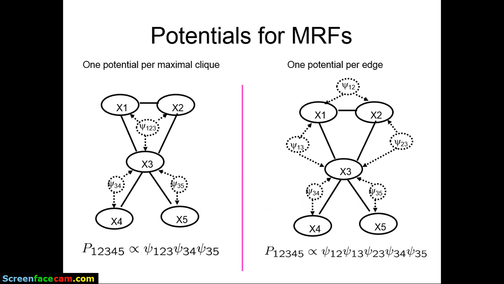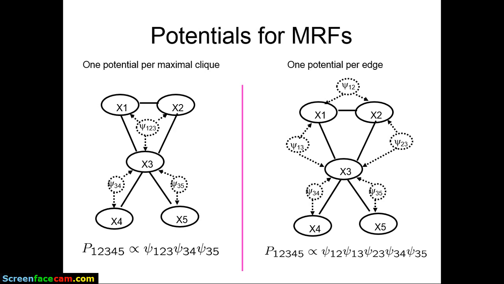Potential for Markov random fields. One potential per maximal clique. As I said before, since x3 has the direct influence caused by x1 and x2, we have psi of 1, 2, 3. Similarly, we have psi of 3, 4 and psi of 3, 5. In one potential per edge, every edge has its own potential. For example, x1 and x2 have their potential psi of 1, 2. Similarly, x1 and x3 have their potential psi of 1, 3, and so on, psi of 2, 3, psi of 3, 4 and psi of 3, 5.